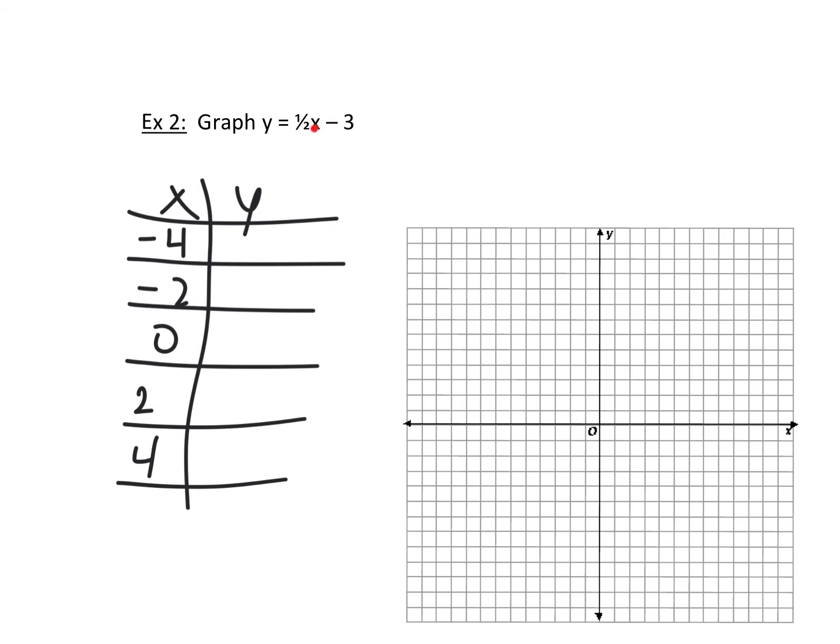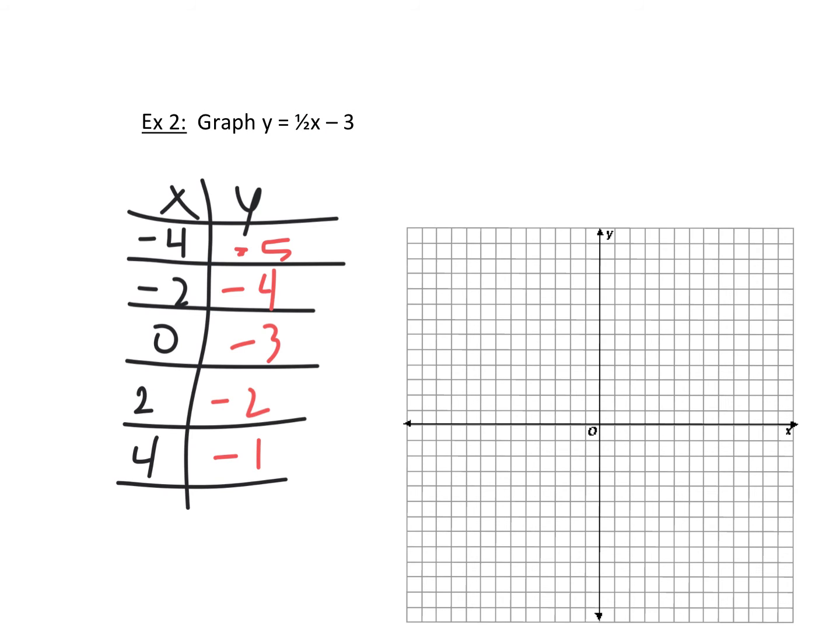So half of -4 is -2. And then -2 minus 3 is going to give me a y value of -5. Then when x is -2, I'm substituting in here. Half of -2 is -1. -1 minus 3 is -4. Then I'm substituting 0. Half of 0 is 0. 0 minus 3 is -3. Next is going to be 2. Half of 2 is 1. 1 minus 3 is -2. And then 4. Half of 4 is 2. 2 minus 3 is -1.